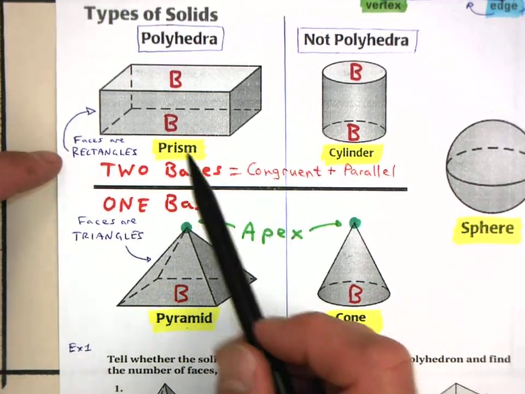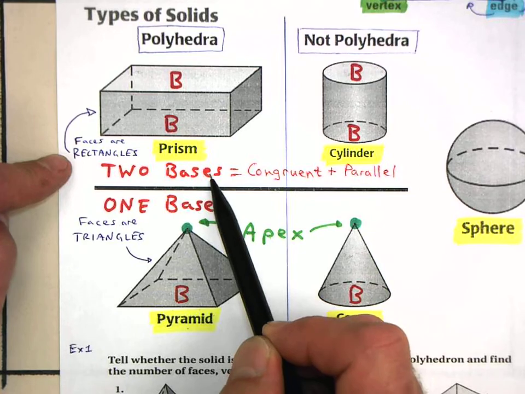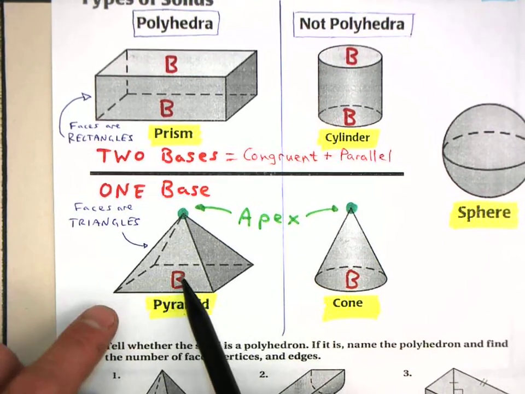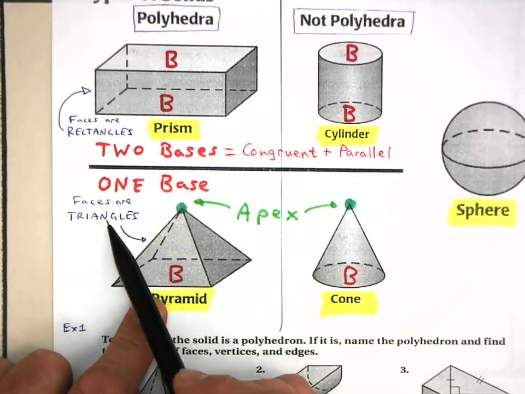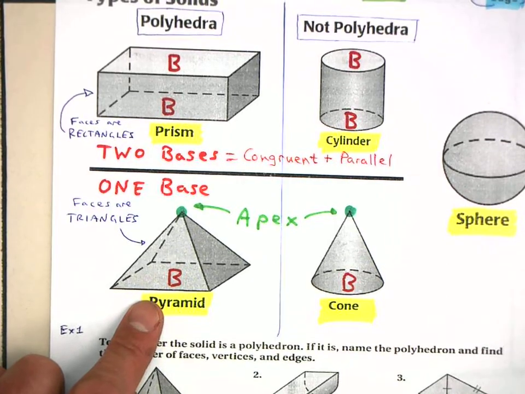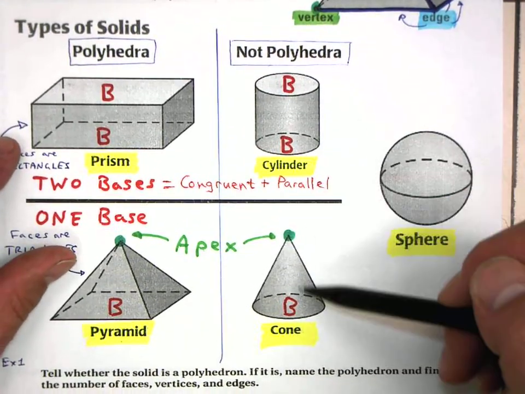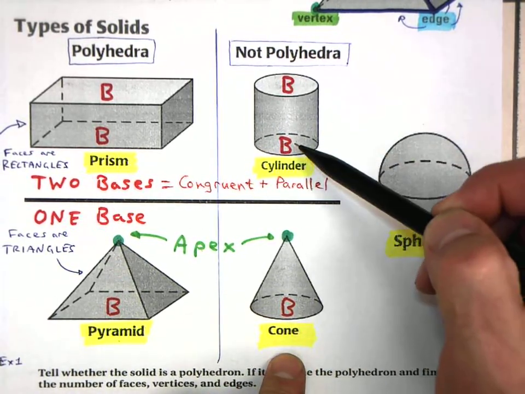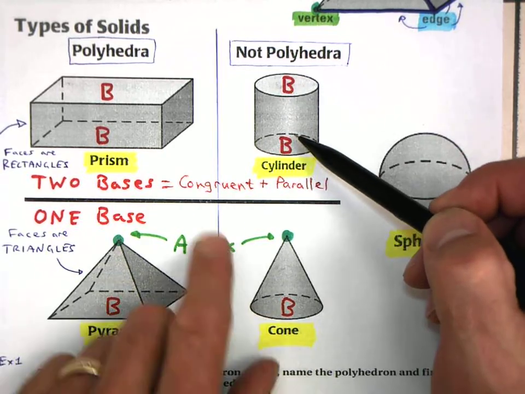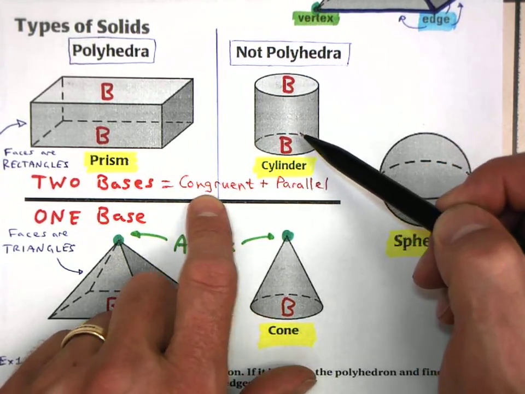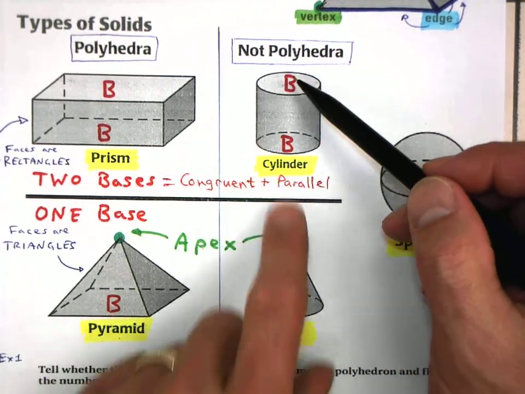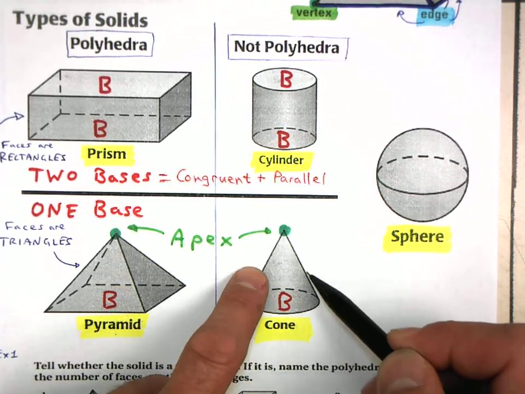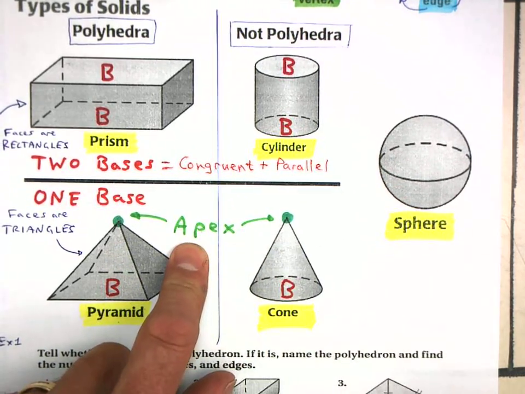Okay, so prisms have two bases, and the faces are rectangles. Pyramids only have one base, and the faces are triangles. Let's look now at cylinder and cone. These are actually a little bit easier to identify. Maybe I should have started with this one. But notice that a cylinder has two bases, and these two bases are congruent and parallel with each other, whereas a cone only has one base, and the sides are pulled up into that apex.